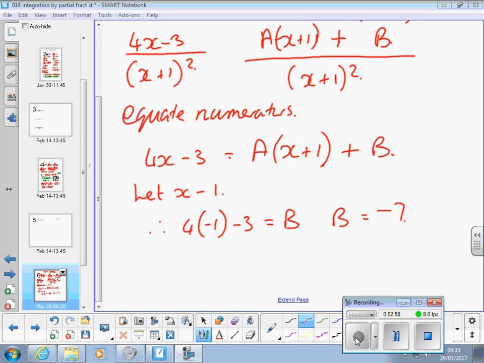How do you then find A? You tell me how you find A. -7 back into what? Okay, put it back into the equation as a x. Left equals 0.